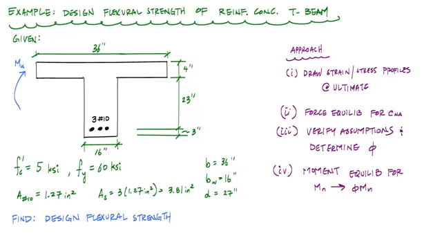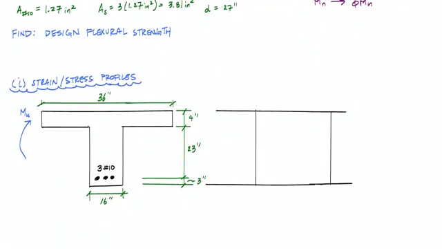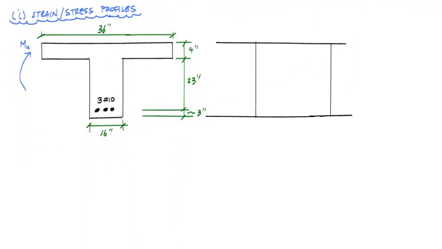So the first thing that we want to do is draw the strain and stress profiles at ultimate for the reinforced concrete section. And so for the T-beam, I've redrawn it right here. And the thing I like to do is draw horizontal lines for the top and the bottom, and have vertical lines here. The first vertical line will represent my strain profile, and then the second one will be my stress slash force profile.